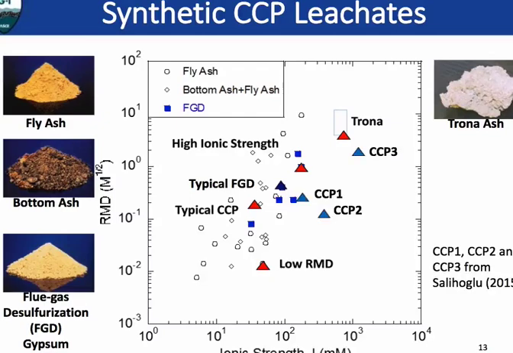Beyond that, we also selected 3 site-specific leachates, because these site-specific leachates have high ionic strength, and they showed worst-case scenarios, and we are going to encounter this kind of leachate in the design. So we also included these 3 leachates in our investigation.